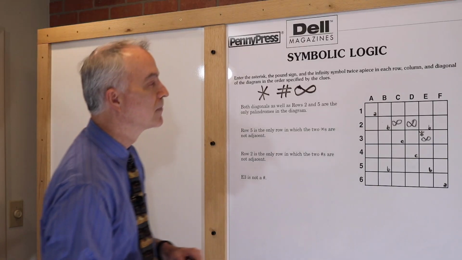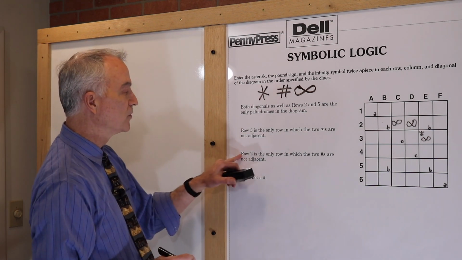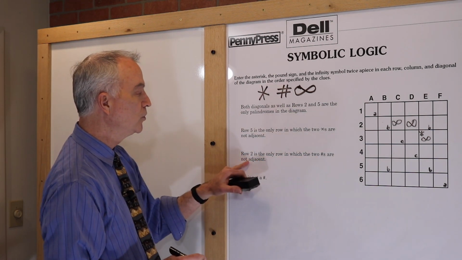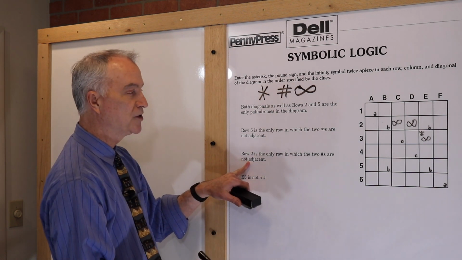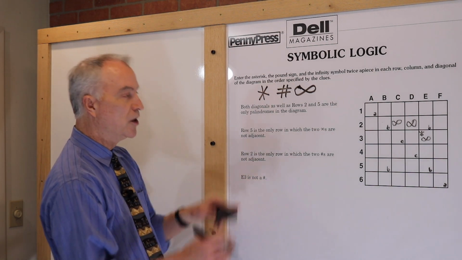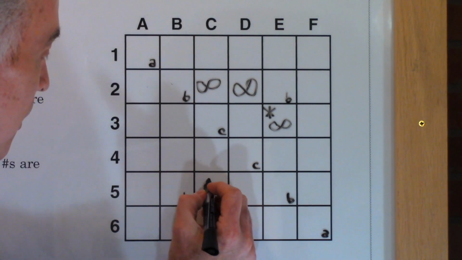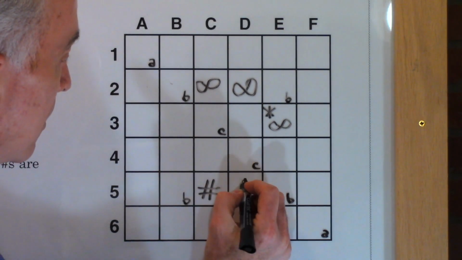and here. All right, likewise, row 2 is the only row in which the two pound signs are not adjacent. Everywhere else in all of the other rows, they have to be adjacent, which means that we can also place the pound sign down on row 5.